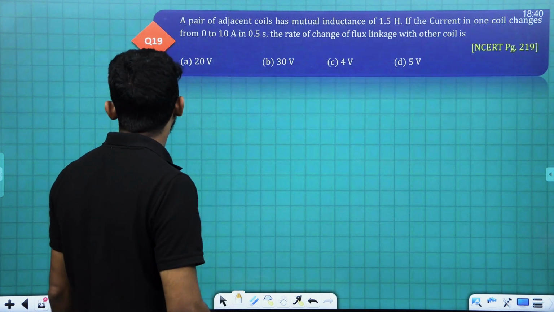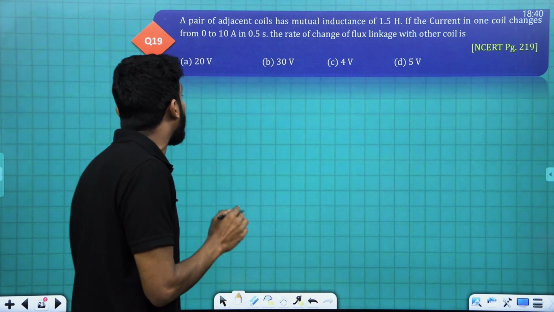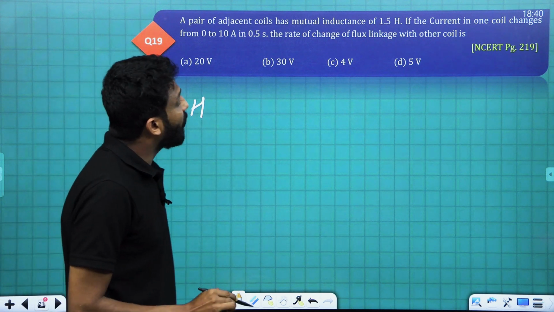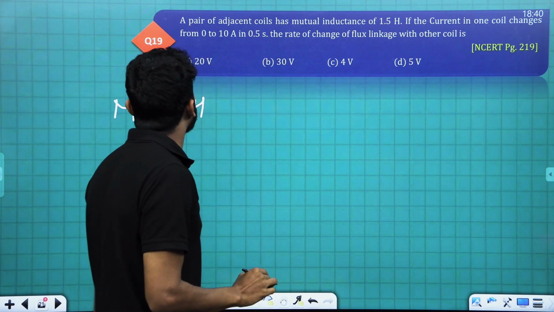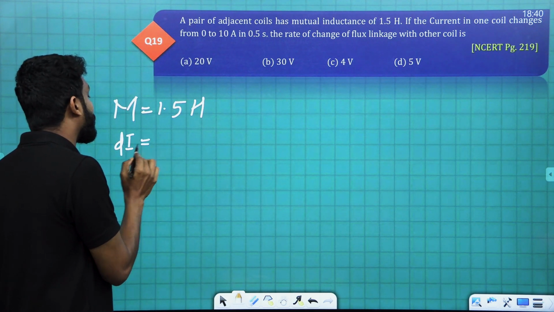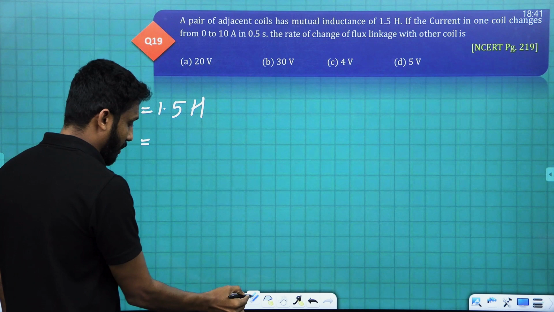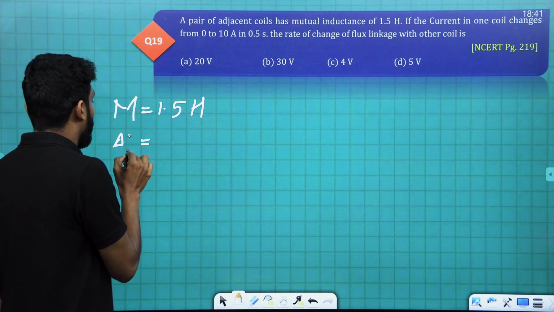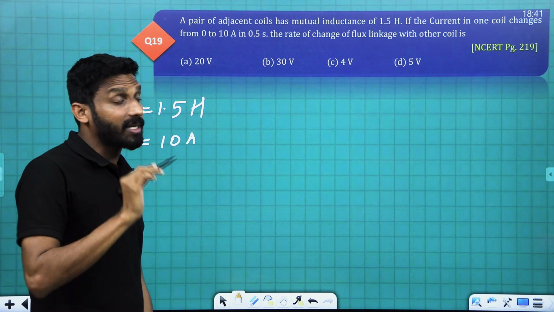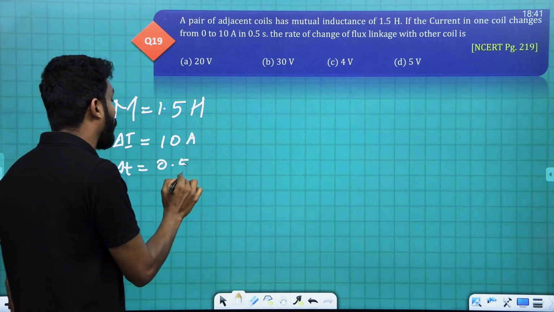Next one. A pair of adjacent coils has mutual inductance of 1.5 Henry. If the current in one coil changes from 0 to 10 ampere. Clear? The current in one coil changes, suppose I am taking it as delta I. 0 to 10 ampere. So what is the change? The change in current is 10 ampere, in 0.5 second. The time interval for this change is 0.5 second.